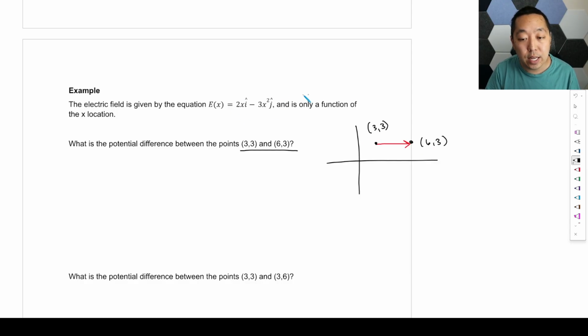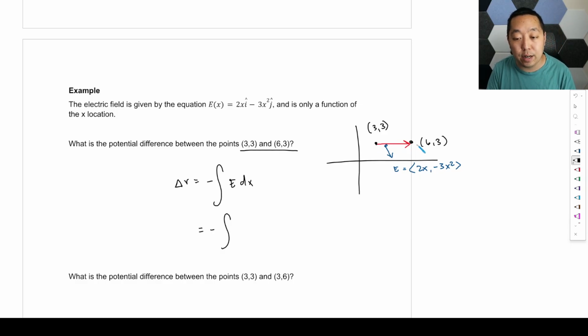Now the electric field has components. During this whole time, it has a component in the x and a component in the y direction. So the electric field points like this, and it's given by this vector, right? 2x in the x direction and negative 3x squared in the y direction. This is the component notation translation there. So when we're doing this integral, this change in potential, we only care about the component that's parallel to the displacement that we're going through. So we're integrating from here to here. We only care about the x component because we're integrating in a path that is in the x direction, right?